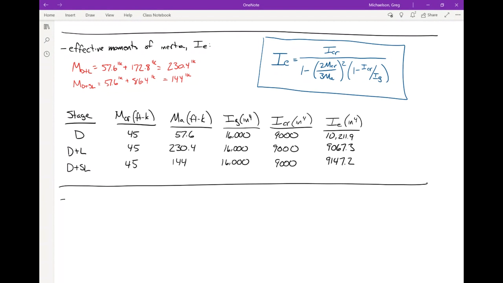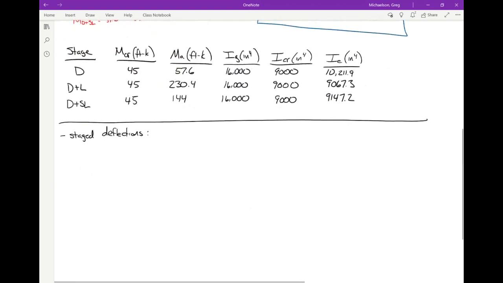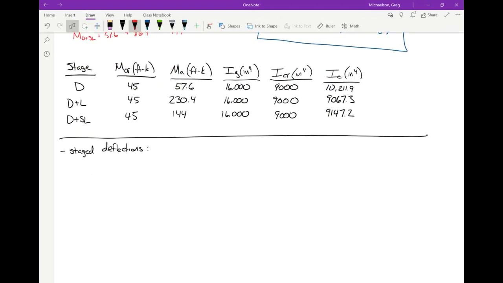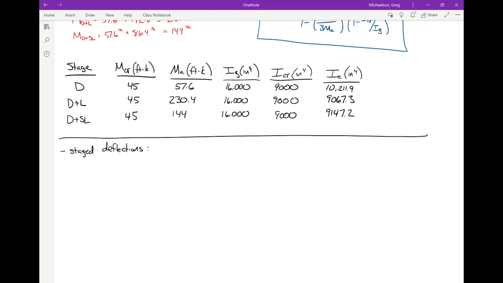So now we're going to look at our staged deflections. Now I want to make a point on this. We're going to do this in a similar fashion, using a table. I'm going to put a couple notes before we do that. First off, note every case for what we're about to do is a simply supported beam and a uniformly distributed load. So I'll say that delta at the center line is 5 WL to the fourth over 384 EI. Okay, so that's going to be my first note.